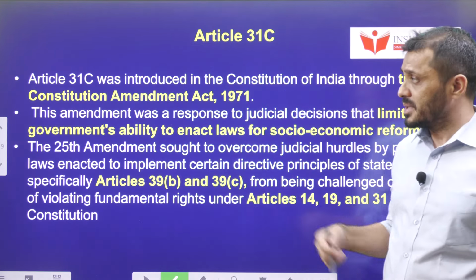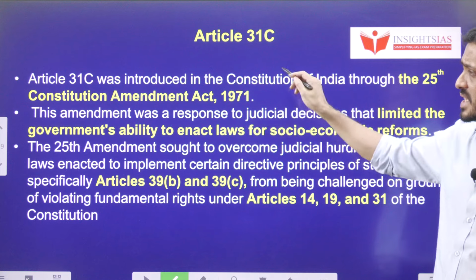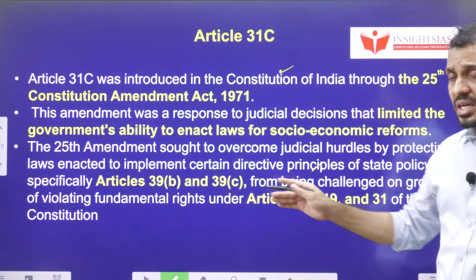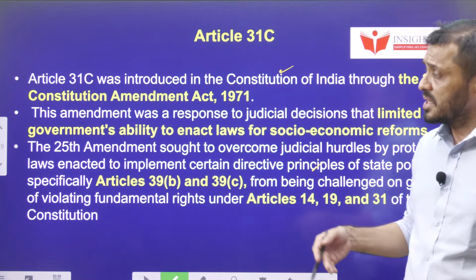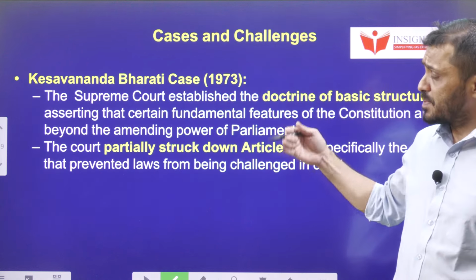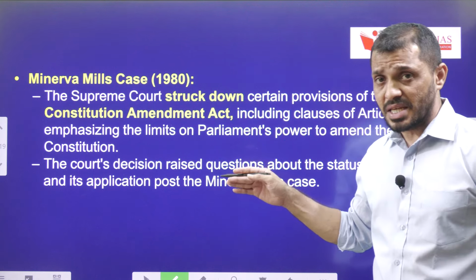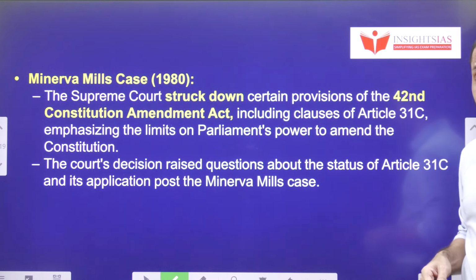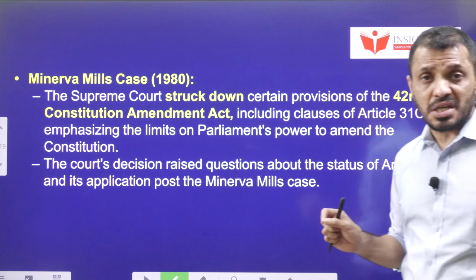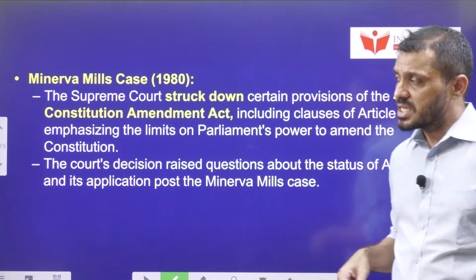Now let's see the news, this particular note. We already discussed Article 31C, Article 39B and Article 39C, and this particular case, Keshavananda Bharati, the 42nd Amendment, everything we discussed. The Minerva Mills case struck down Article 368 Clause 4 and Clause 5, and it also struck down some provisions in Article 31C.